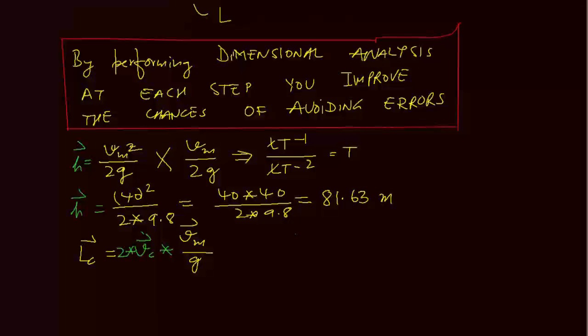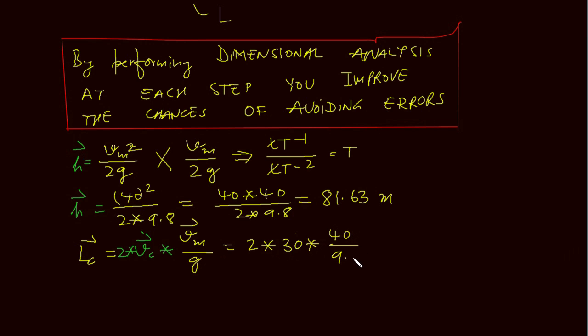So now I put the values. 2, VC was 30, VM is 40. Let's take the value of 9.8 and let me go back and do calculation on my calculator.